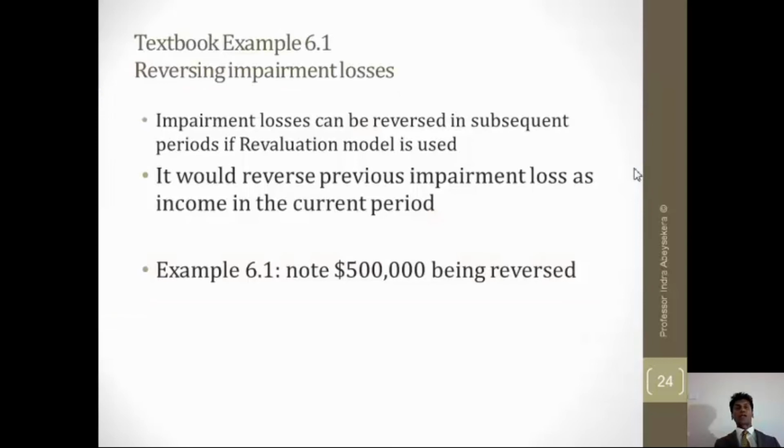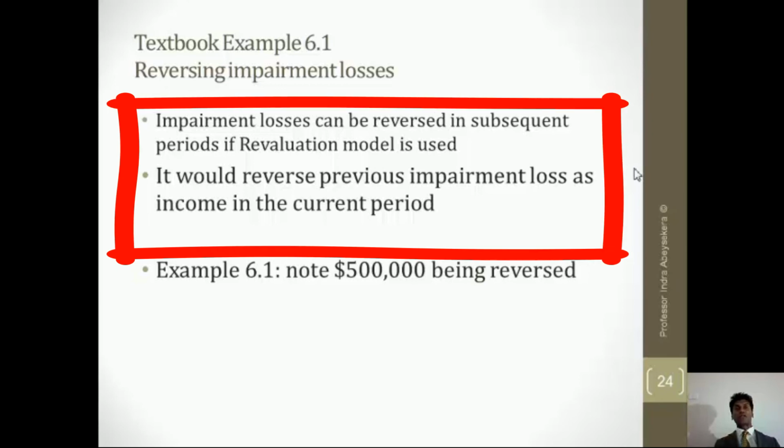The impairment loss can be reversed in the future. For example, if the recoverable value increases in the future, then the loss that we have recorded as an expense in a previous period, in this period we can record that amount by reversing it. We treated it as an expense in the previous period. In the current period, we treat that as an income so that the previous loss is reversed.